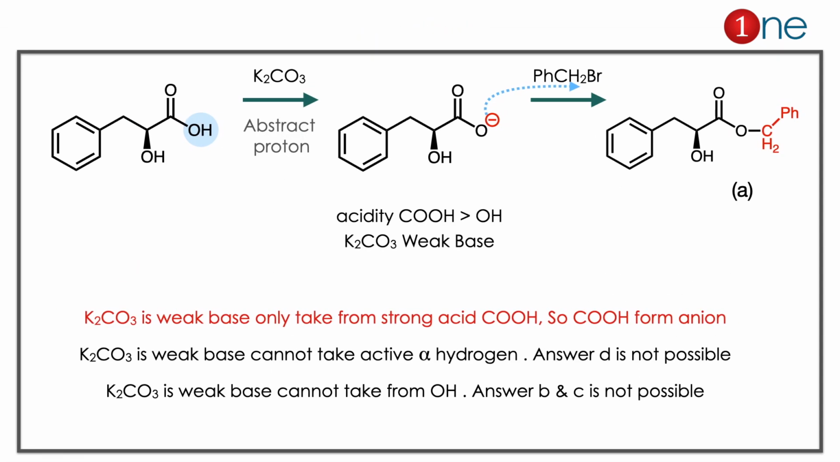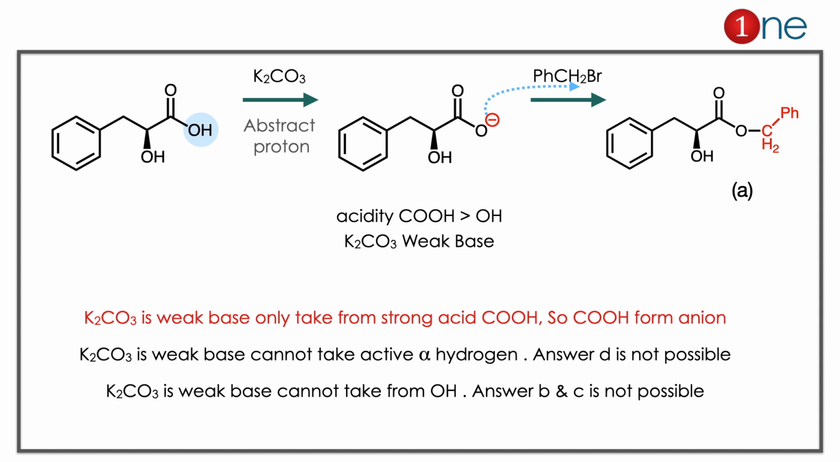In the starting material you have 2 functional groups. One is acid and alcohol. If you compare the acidity, acid is a good H plus donor. Similarly, you are using potassium carbonate. It's a weak base. It cannot take all the protons easily. It only attracts the proton which is easily donated. So potassium carbonate only abstracts the proton from acid. So anion forms, anion attacks benzyl bromide. So direct O-C bond formation. So benzyl attached as ester, which is answer A.